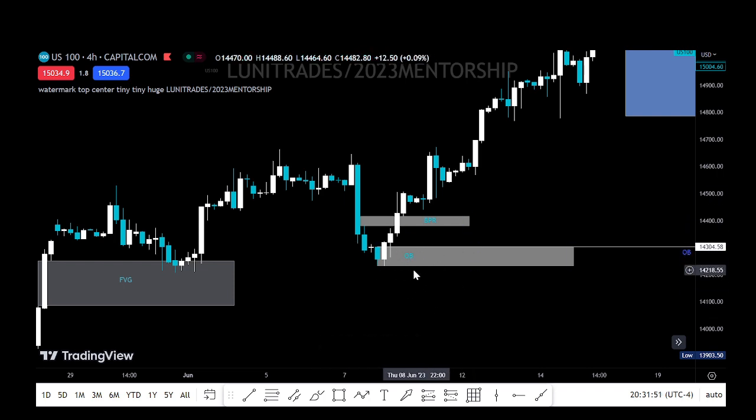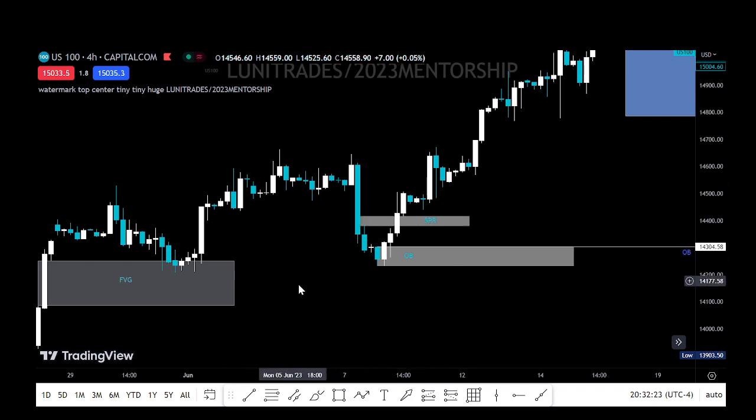Now for your other block, which is this OB, order block. If you want to understand order block and how to get it, you see this leg up. The last bearish candle before that leg up, that's an order block. The usefulness of an order block is that price will always return to it. Same thing with fair value gap.